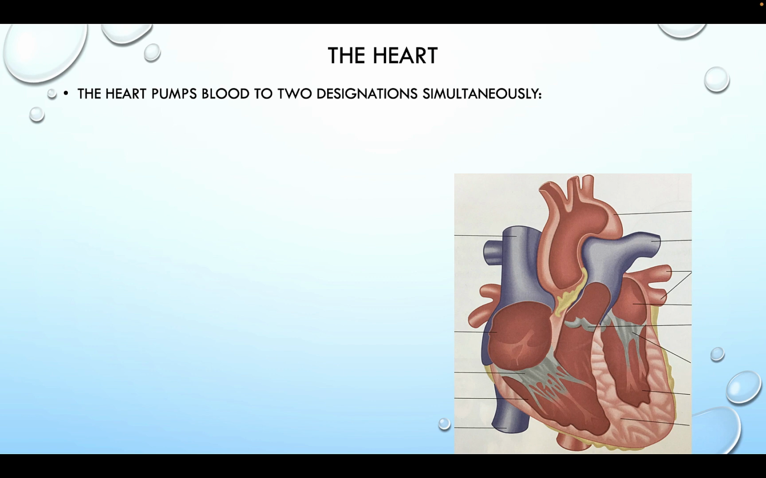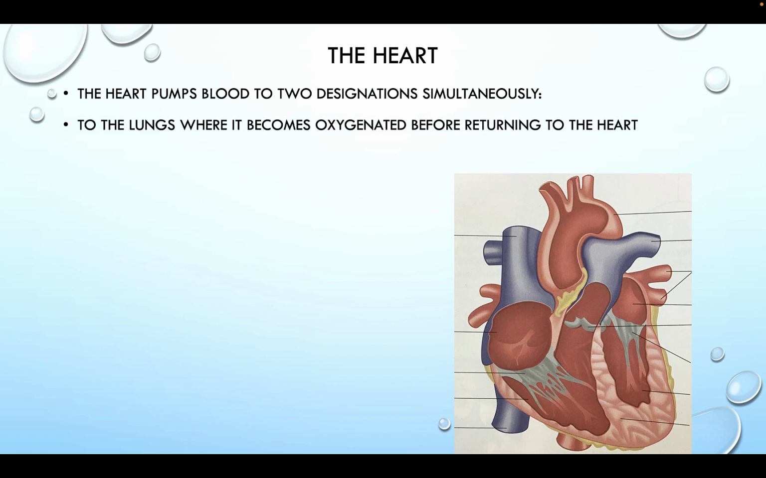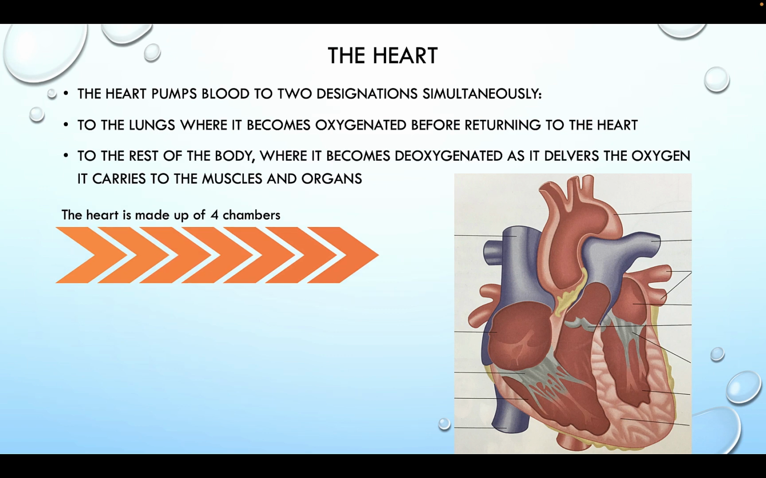The heart pumps blood to two destinations simultaneously: to the lungs, where it becomes oxygenated before returning to the heart, and to the rest of the body, where it becomes deoxygenated as it delivers the oxygen it carries to the working muscles.